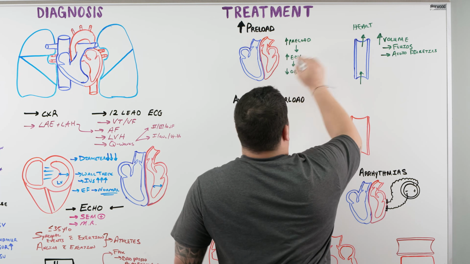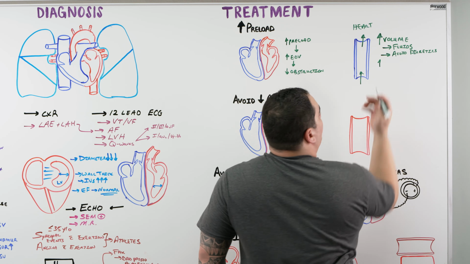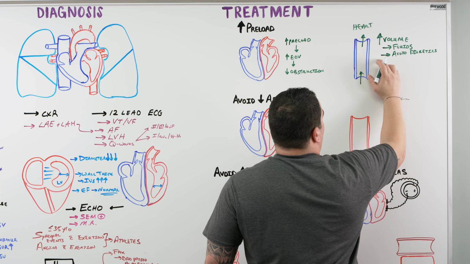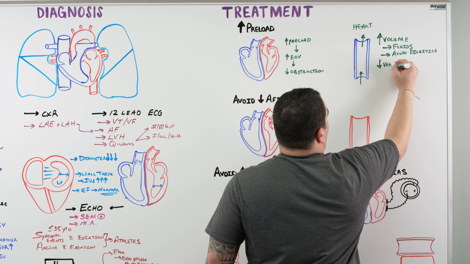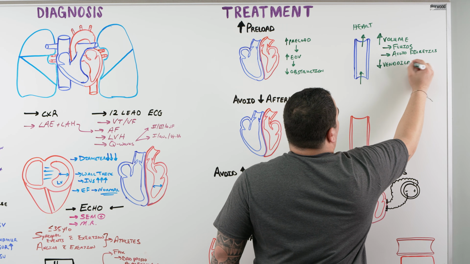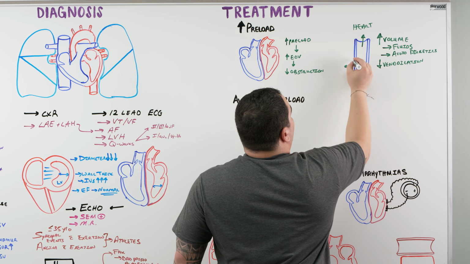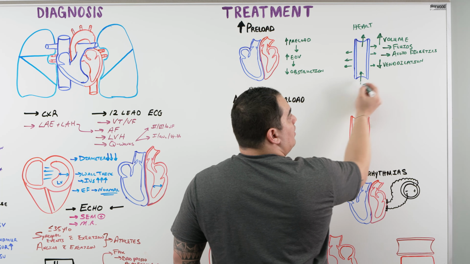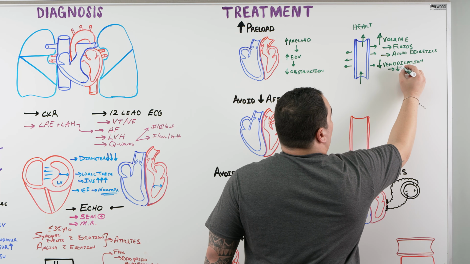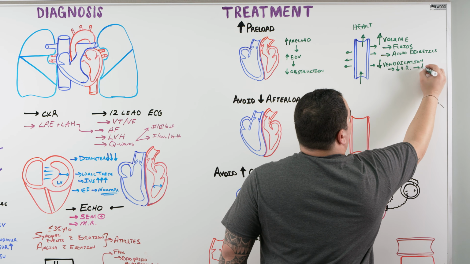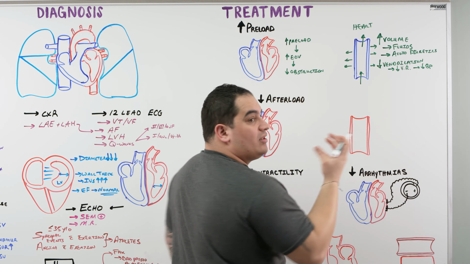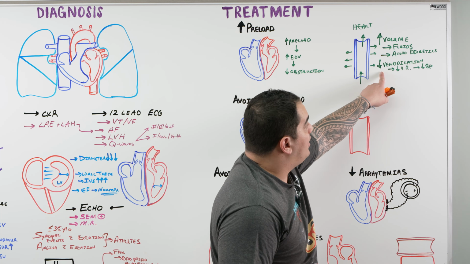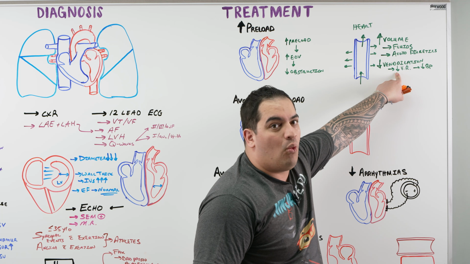The other thing I want to think about with increased preload is that I want to increase venoconstriction or prevent any venodilation. In other words, I want to reduce venodilation. The reason why is, if I venodilate, what does that do to the pressure, or actually I should say the resistance, inside this vessel? Venodilation will reduce the vascular resistance, and that will reduce the blood pressure within these veins. And if there's less pressure, there's not enough pressure to push the blood up to the heart. So I want to avoid drugs that are going to cause venodilation. I don't want to give those drugs.